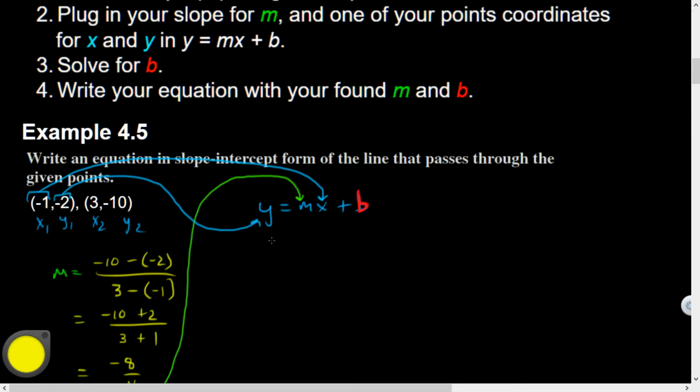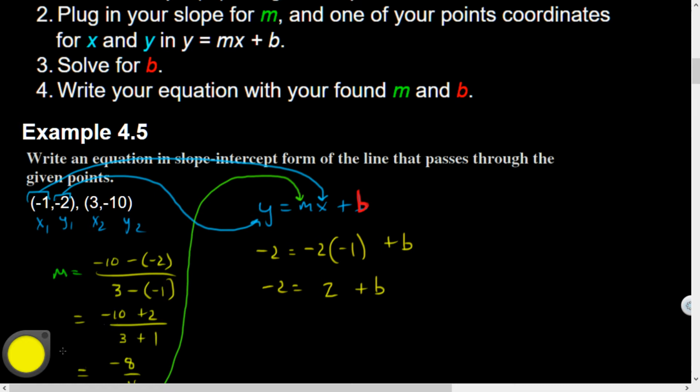Okay? So let's plug these in. So I'm going to have, for y, I'm plugging in negative 2. Maybe you did pick the negative 10. That's fine. Equals m, which was negative 2, times x, which is negative 1, plus b. So let's now, part 3 is solve for b. Okay, so I'm going to have negative 2 equals negative 2 times negative 1 is positive 2 plus b.